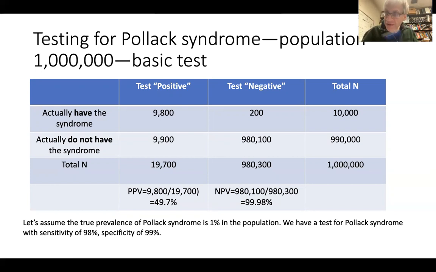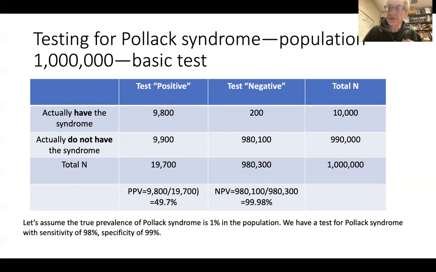Among the people who don't have it, there's 990,000 who don't have it. 99% of those people are going to test negative. As I'm sure you've worked out in your head, 980,100 of those people are going to test negative. That's 99%. The remaining 9,900, that's 1% of those people, are going to test positive. They're going to be false positives. So there's lots of false positives here, and there's a few false negatives.